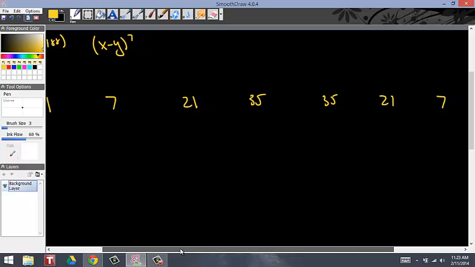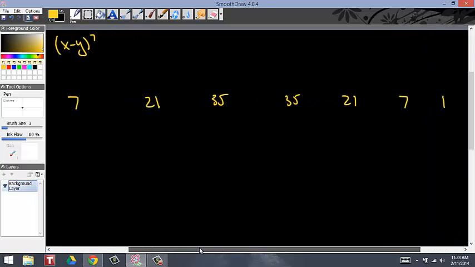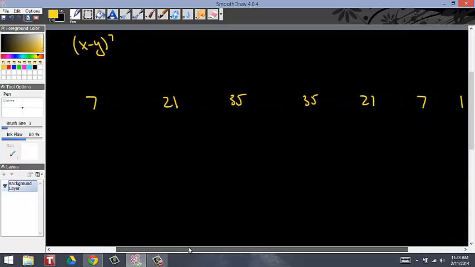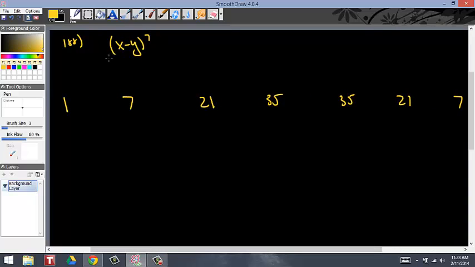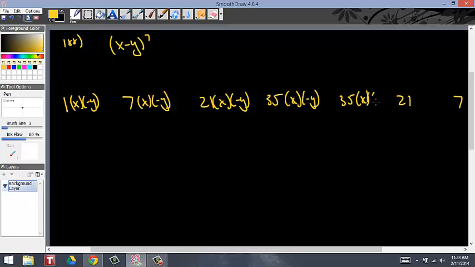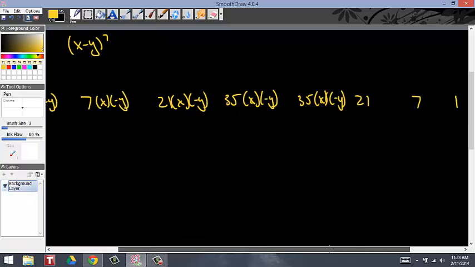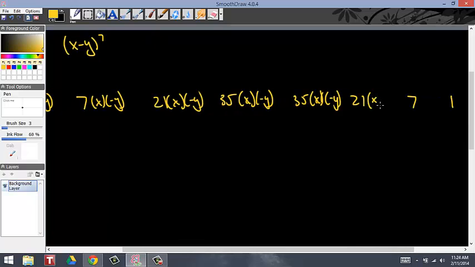We're trying to expand x minus y to the 7th power. This is the row of coefficients on the Pascal's triangle. And so each term is going to get an x and a negative y. So x and a negative y, x, negative y, and I don't want to bore you with any more. And then x and negative y. Darn it, out of space.